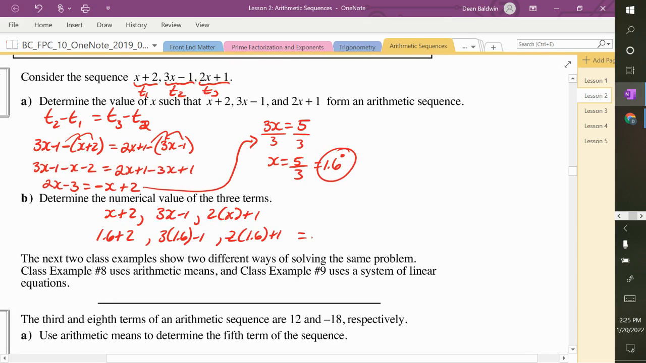1.6 plus 2 is 3.6 repeating. 3 times 1.6 is 5, minus 1 is 4. Plus 1, 4.3 repeating. Those are your terms.